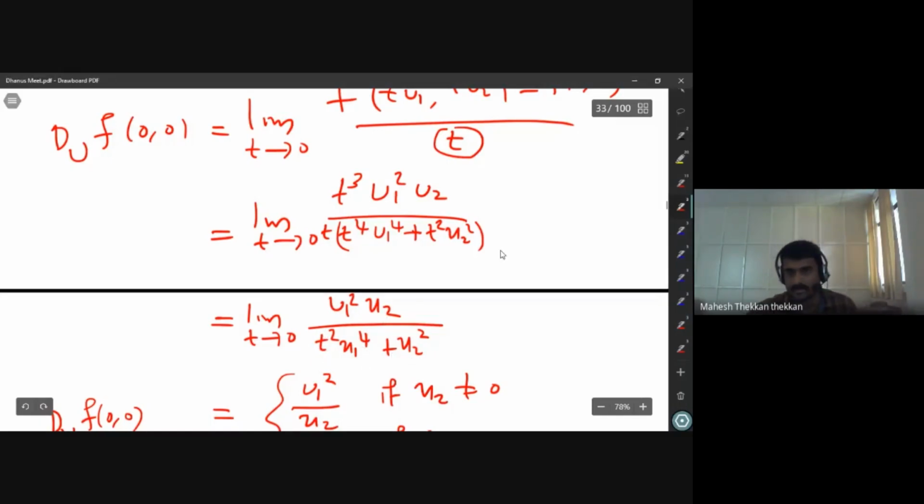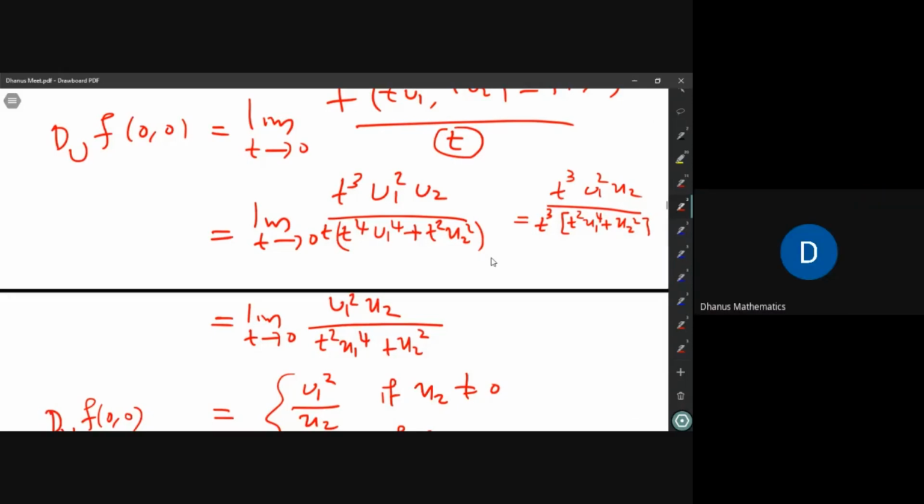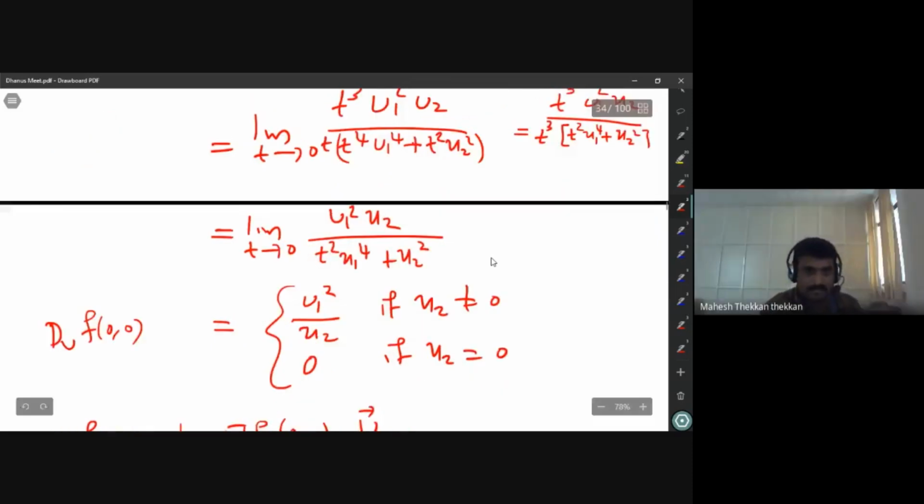So if you want, I can write it here. So this will be t cube u1 square u2 whole divided by, I can take a t cube, t square u1 raised to 4 plus u2 square. So these two t cube will cancel. Is that okay? Yeah, they have commented in the chat box. They are okay. Okay. Yes.